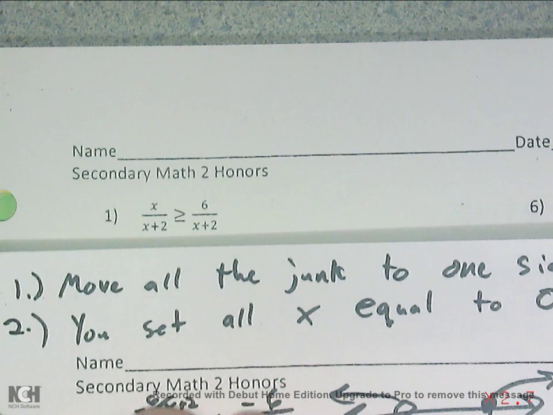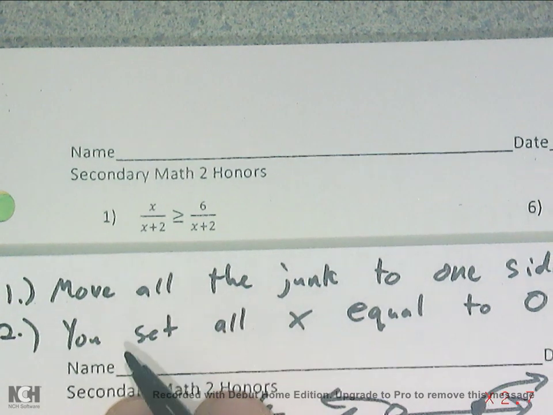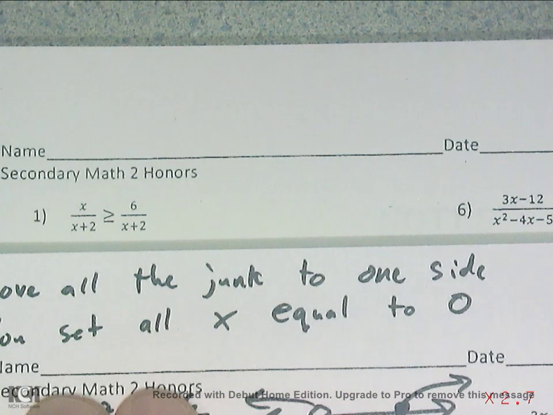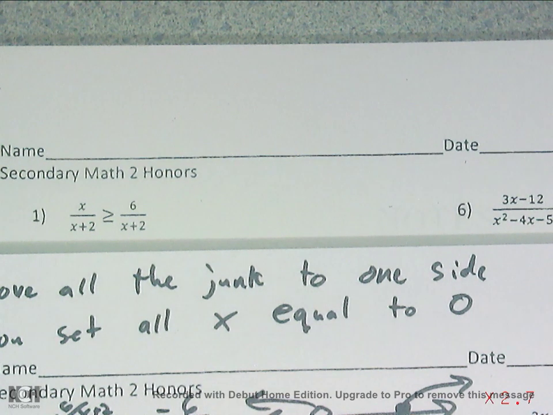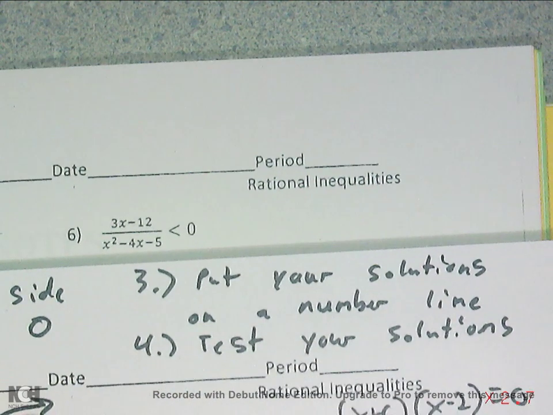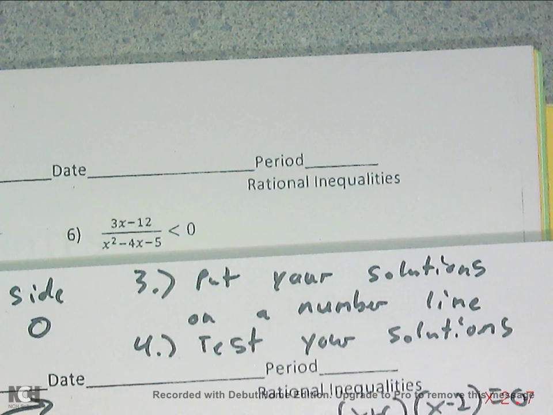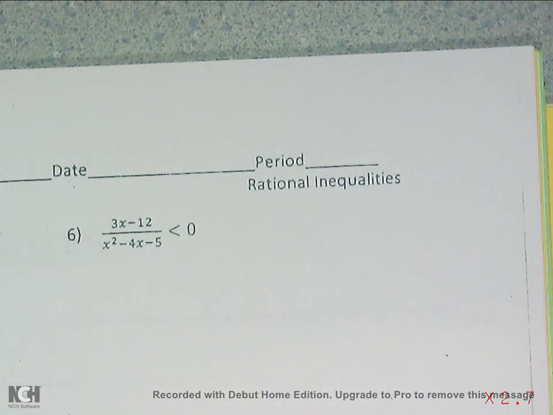All that stuff. Then, once you have everything to one side and simplified, you set all the x's equal to 0, just like you did with the intercept form with graphing quadratics. You want to set it equal to 0 so you can solve for your x-intercepts. Then, you put all your solutions on a number line, and then you're going to test your solutions. So let's look at an example.